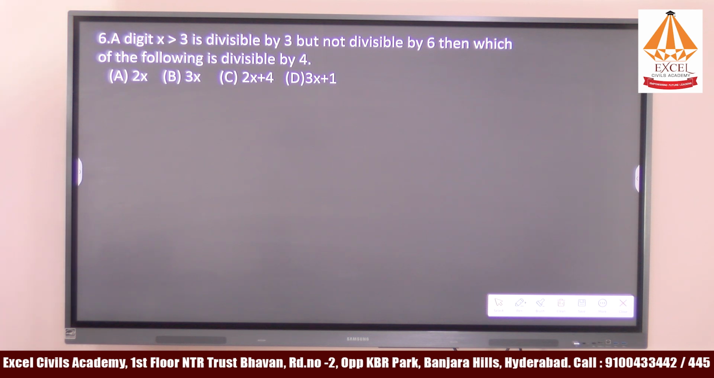A digit x is greater than 3 is divisible by 3. There is a number or a digit which is represented by x, it is greater than 3, and also it is given that x is divisible by 3 but not divisible by 6, then which of the following is divisible by 4? So first of all, we have to assume the value for x based on the condition.